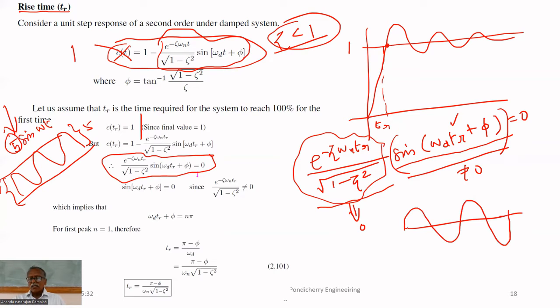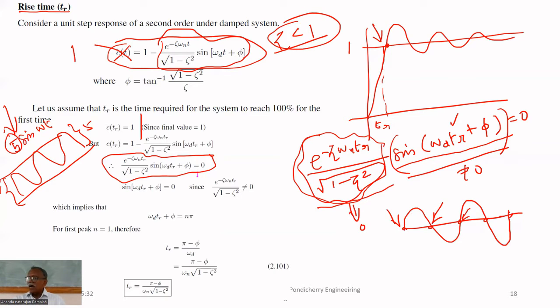A sinusoidal signal becomes 0 at some interval. At this point, it becomes 0. But this is not equal to 0. At this instant, this is not equal to 0.